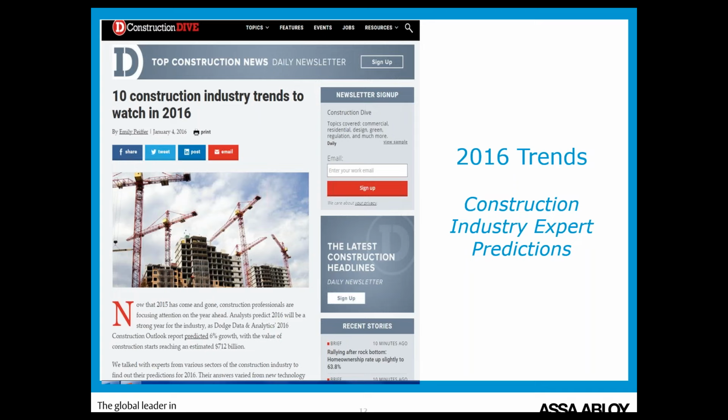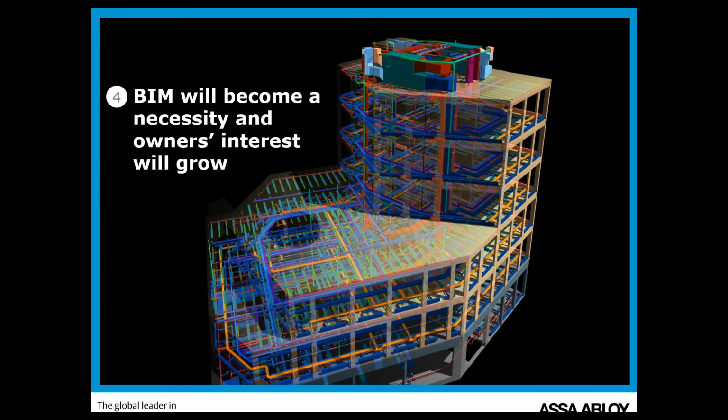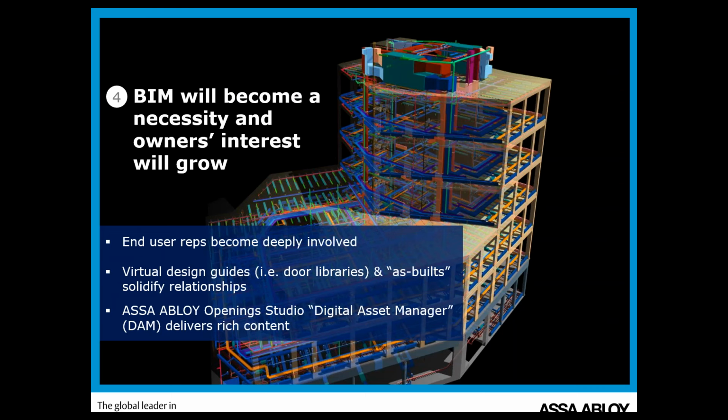In the 2016 construction industry trends, these are their predictions on basically where the market is going. They had 10 specific topics. The next one here was a nice segue into what we're going to talk about. Number 4 on that list was essentially BIM. It's going to become a necessity, and owners' interest will grow.